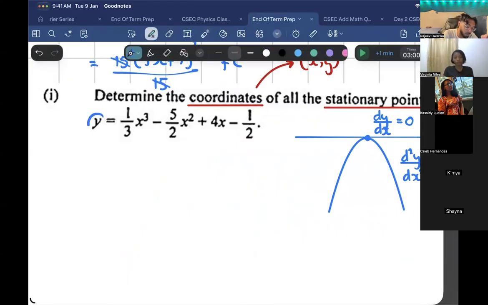So we have a function y here, and we need to differentiate it with respect to the variable x. And this dy dx really is your gradient function, because dy dx means gradient. Of course, for a curve, the gradient changes at different values for x. Hence, we need a gradient function.